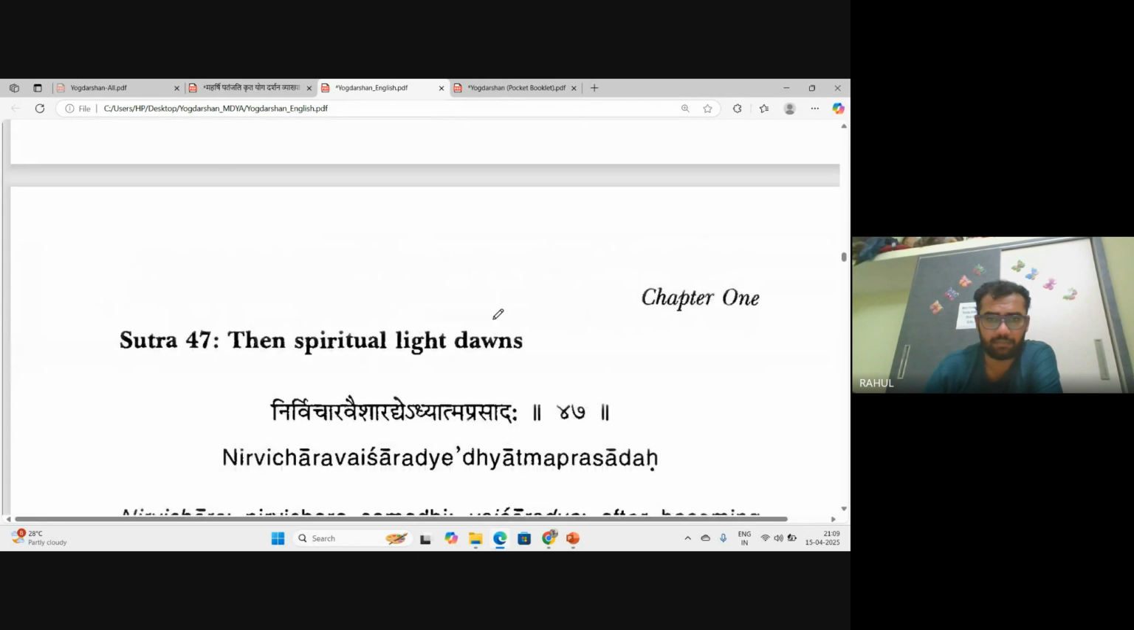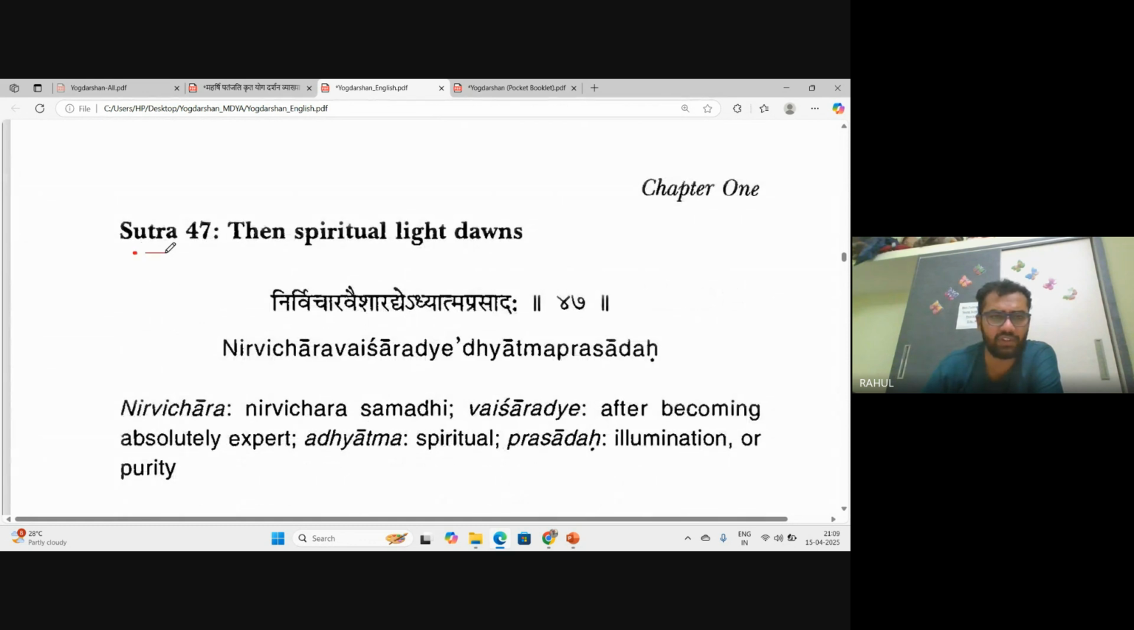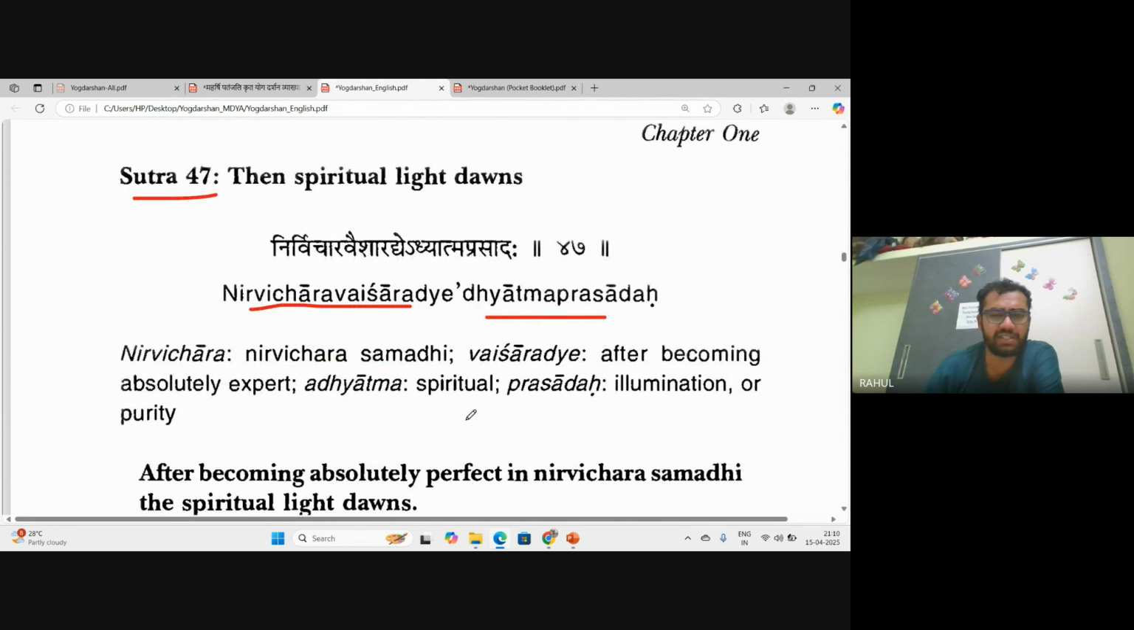This sutra 47 I have already explained to you. Nirvichar Vaisarade Adhyatma Prasadaha. Adhyatma Prasad means spiritual illumination, spiritual purity, spiritual self-realization, or you can also understand it as God realization. So that kind of yogi will get power because of Nirvichar Samadhi practice.